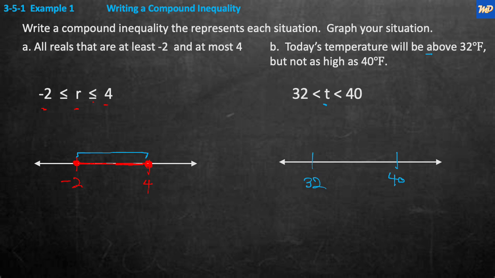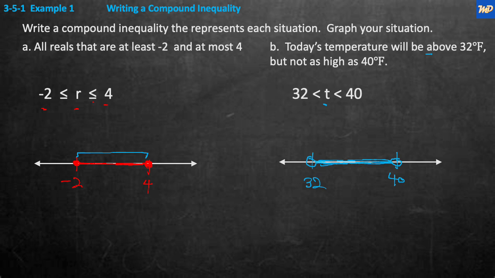We cannot include the 32. So we're going to put a circle around the 32 and a circle around the 40. And T is everything in between. So T is everything in here, not including the 32 or the 40.